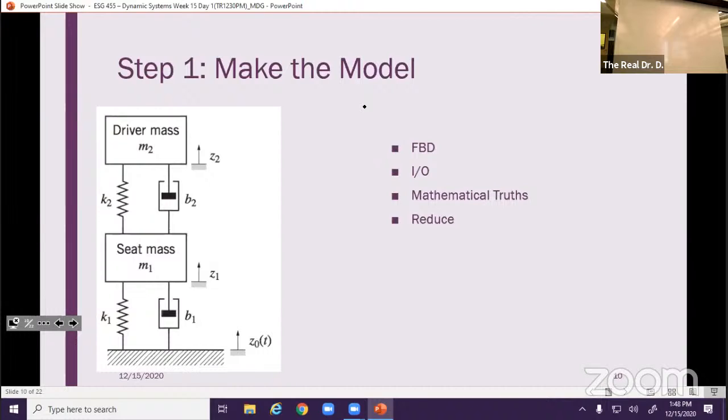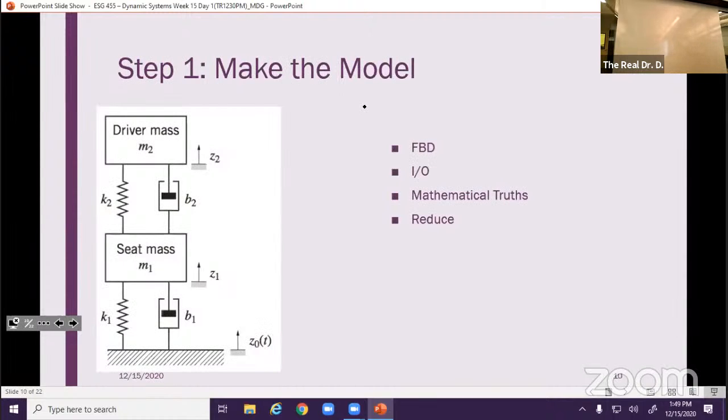Notice we have an input Z0, or Z0 of T, and each one of these masses has its own individual displacement. Think about it in terms of your own car. If you hit a bump, the floor of the car moves. That gets transmitted up through your seat, which then transmits into you. That's what we're trying to model here, and that's what we're going to talk about.